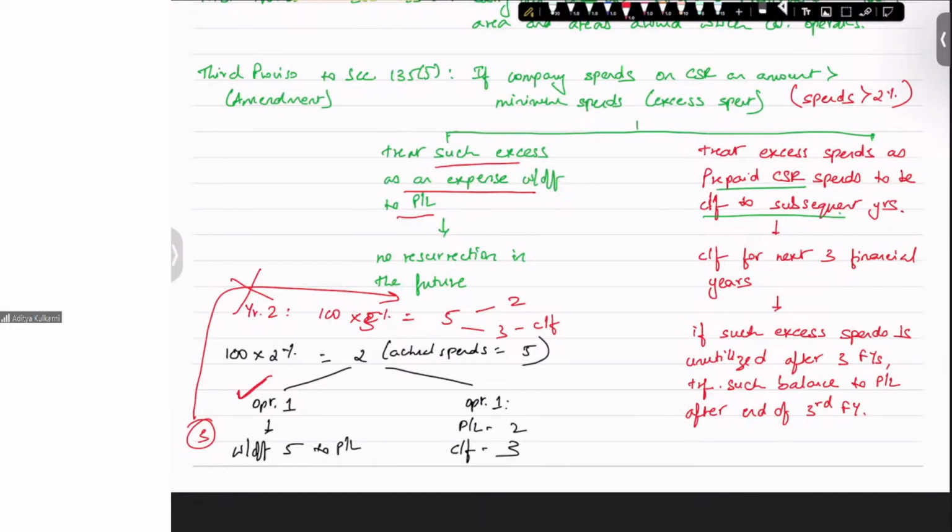So year on year, you will have to make an option whenever you spend in excess. Sir, can we decide to expense 4 and carry forward 1? Choice is yours. You can say I will expense 4 and carry forward 1. The option is yours. But whatever option you take now, you cannot modify that option in the future in respect of that particular period. Is it okay now? Yes. All clear?